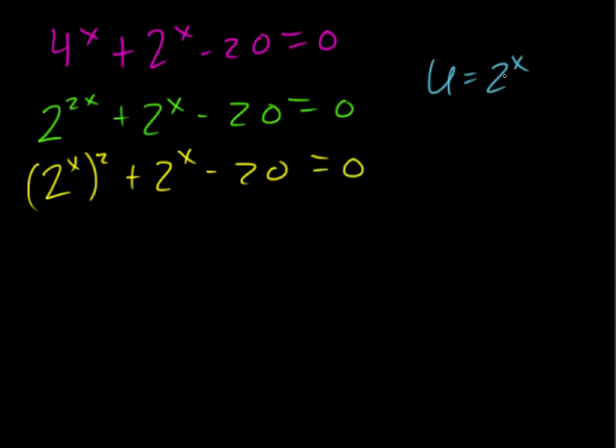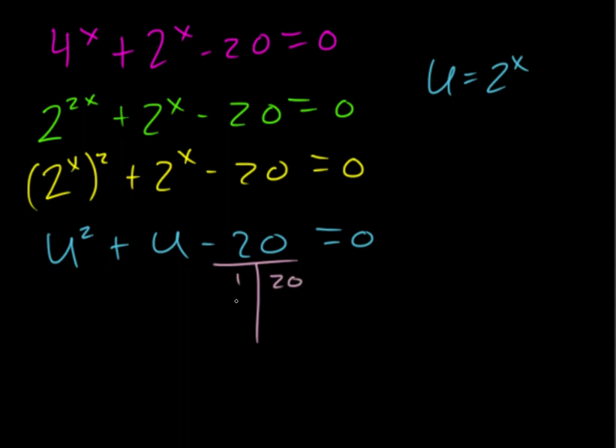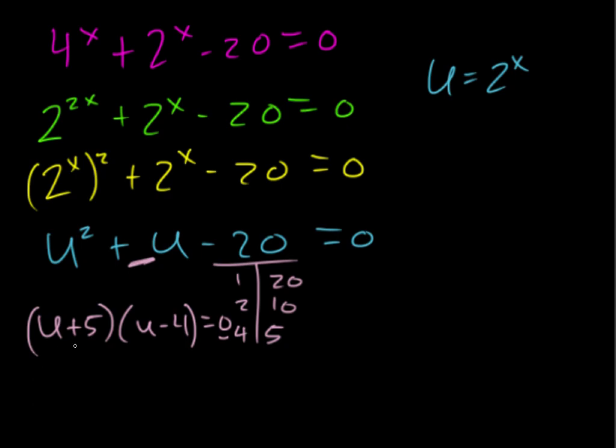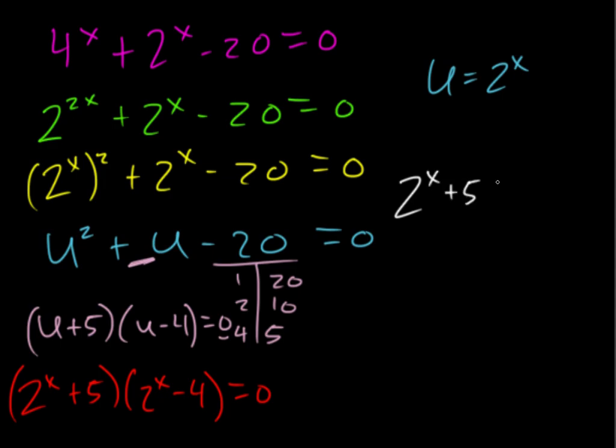I'm going to say u is equal to 2 to the x, u squared plus u minus 20 is equal to 0. And now we can factorize. We want to make a 1 right here, so we're going to say 5 minus 4. So u plus 5, u minus 4 is equal to 0. Now I'm going to replace the u's with 2 to the x. And now I can set both of those equal to 0. Subtract 5, subtract 5. And actually, I can't remember if they wanted us to solve it or not.